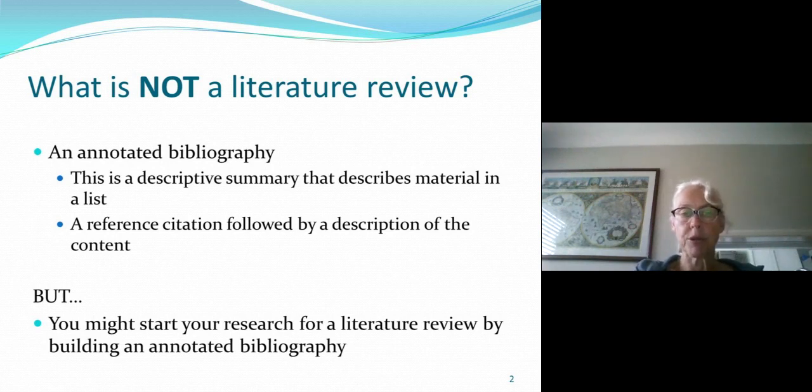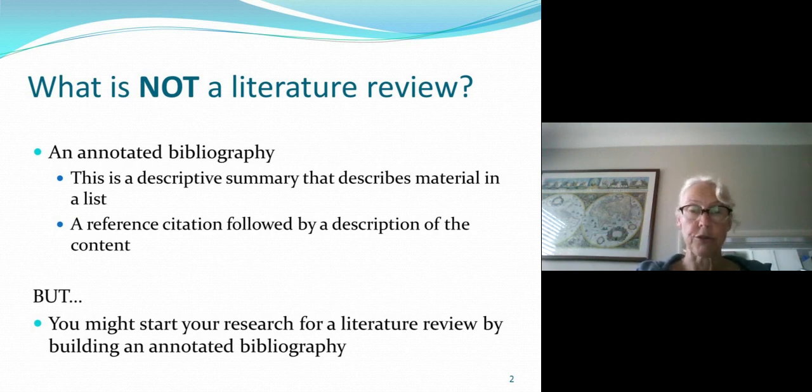Sometimes people come across the idea of an annotated bibliography. Basically this is a whole load of material which summarises and describes material in a list form from a whole series of books and journal articles that they've looked at. It's actually quite a useful resource if you ever come across one of these, but it isn't a literature review. It has the title of the book or the journal article or whatever the source is, and then it just describes material in that article. So as you say, it's a reference citation followed by a description of content.